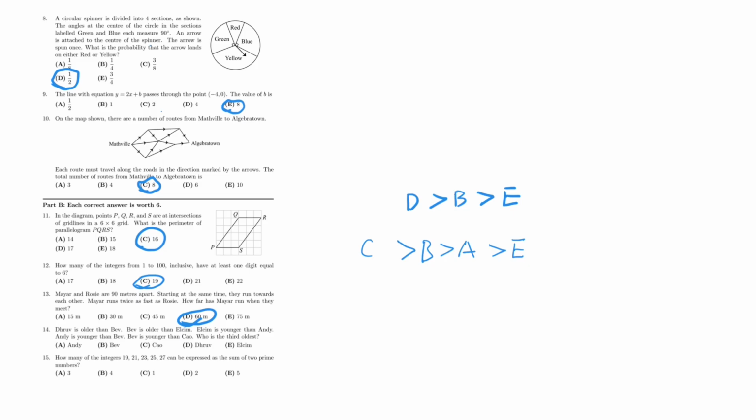Who is the third oldest? So look at these two. I copy the D greater than B greater than E. So now the first two must be C and D. We don't know who's first, but it doesn't matter. They ask who is the third oldest. Definitely third oldest is the B. So the number 14, the answer is B.